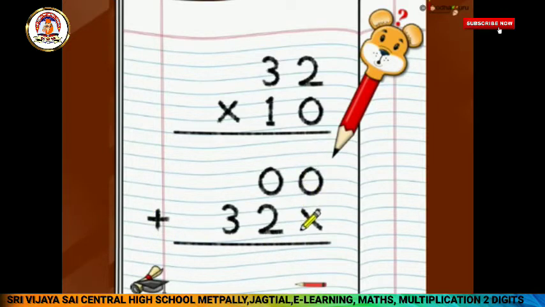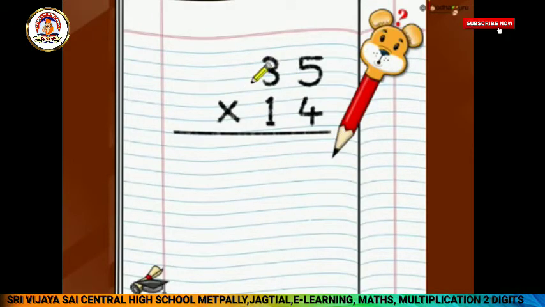So 0 plus X or blank is nothing. 0 plus 0 is 0. 0 plus 2 is 2. Nothing plus 3 is 3. So the answer of 32 multiplied by 10 is 320. Okay? It may sound confusing. Let's take another problem.